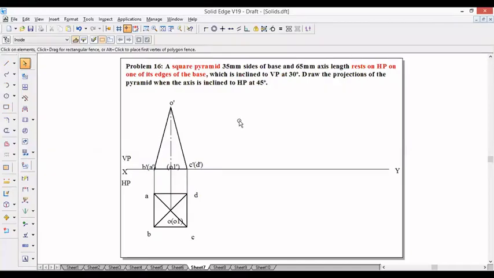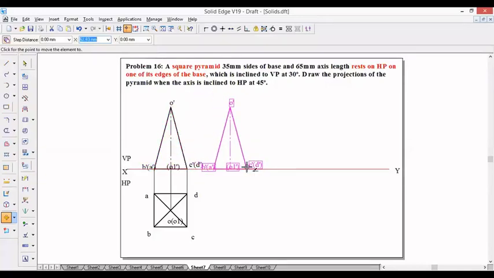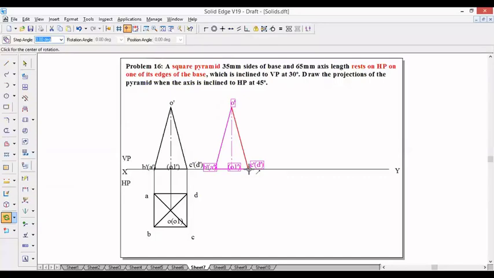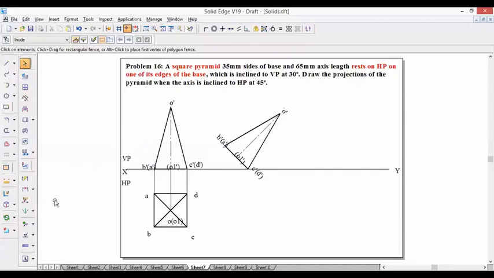Now the axis is inclined to HP at 45 degrees, as given. Let us copy this using the move command, a modifying command. From this C, I will place it at the second position. Then I rotate the same with respect to the base. Since the axis is inclined 45 degrees to HP, the base is also inclined, 90 minus 45, we get 45 degrees.